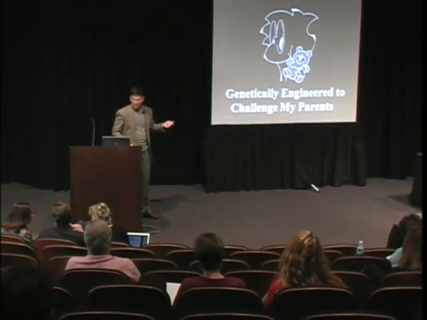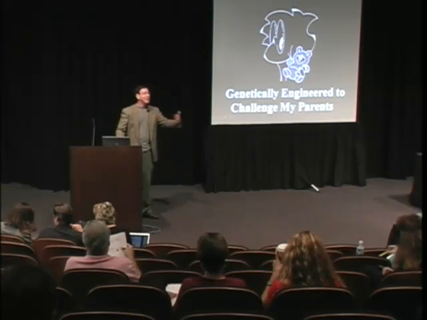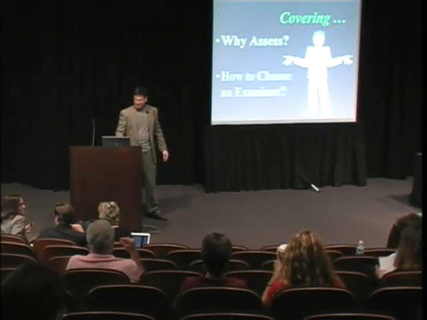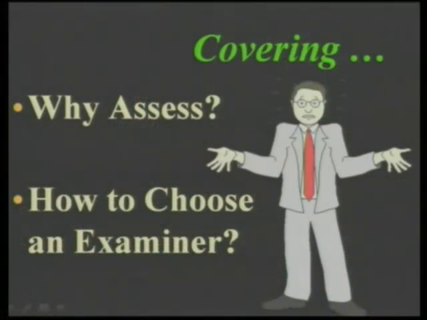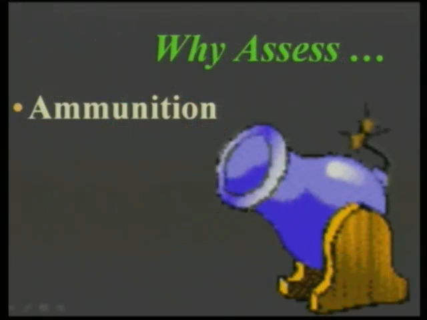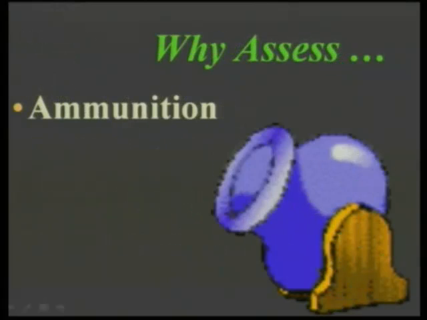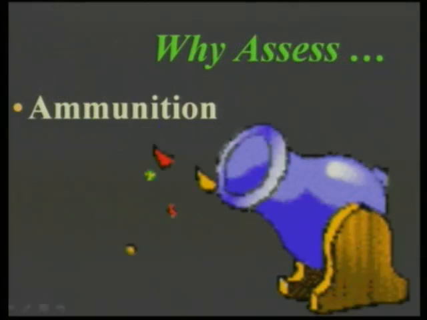So we're going to go over four things. And we're going to do this quickly, but we're definitely going to be going over whatever the time shows that's on your sheet. So four items: why assess, how to choose an examiner, what to share with the examiner, and what is a good examination. So starting with the first point, why do we assess?